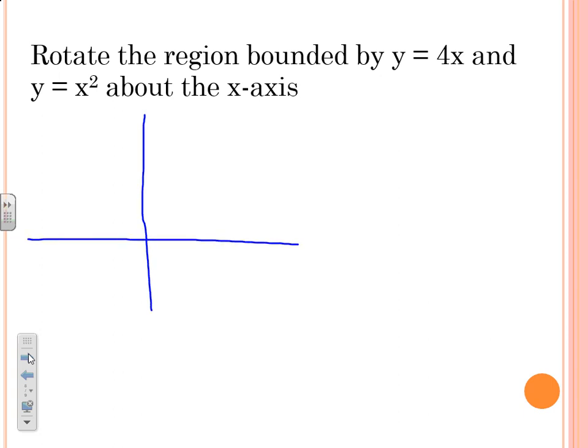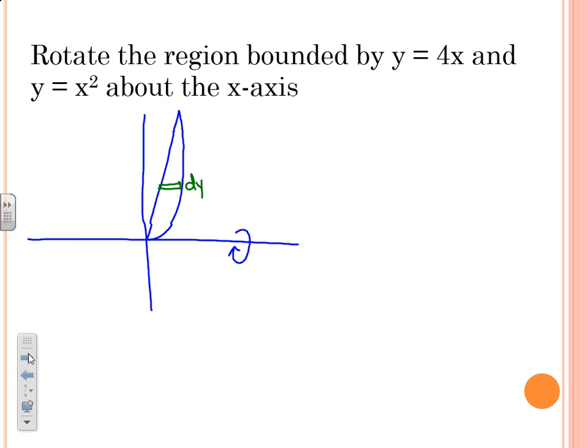Okay, so we have y equals 4x and y equals x squared, but we're rotating it about the x-axis. Today we are focusing on the shell method. So what type of rectangle do we need to draw? A parallel rectangle for our shell, thickness dy. Now I'm showing you how to do the shell method in terms of y.